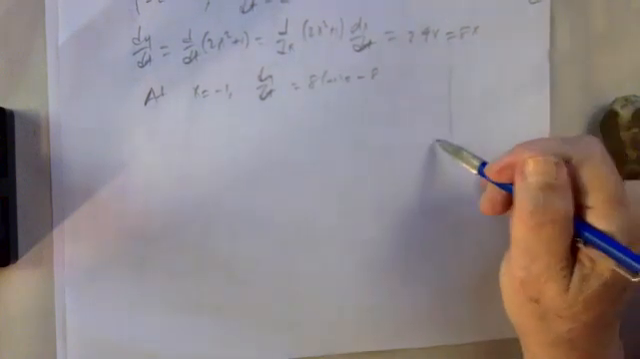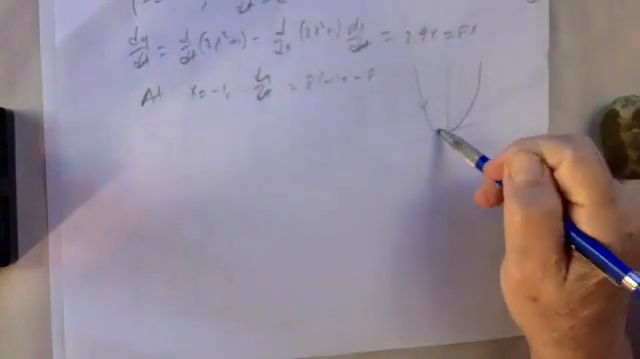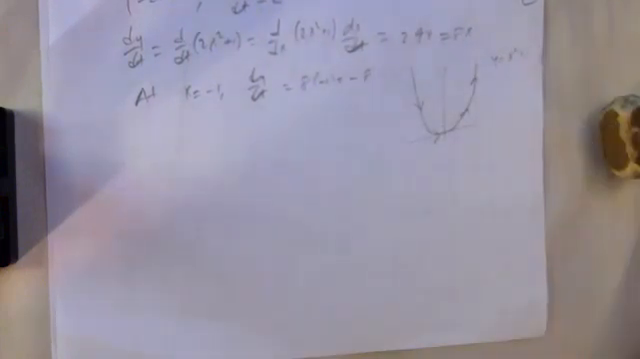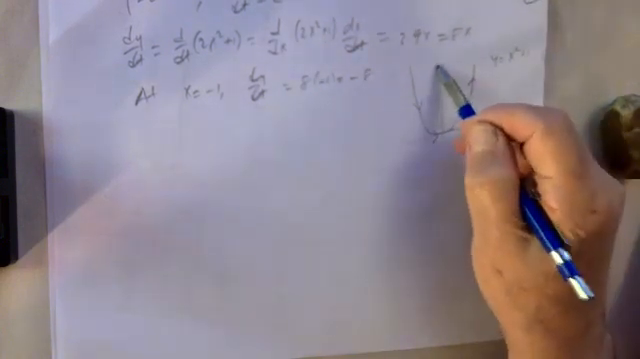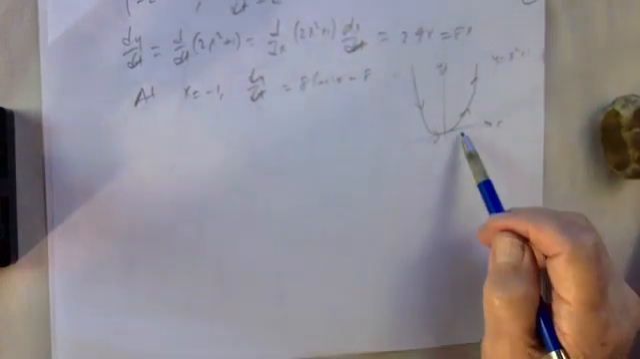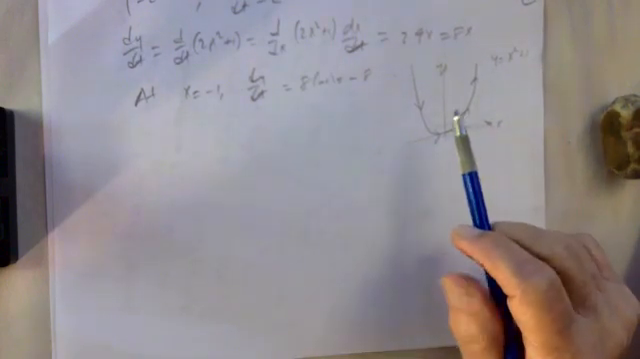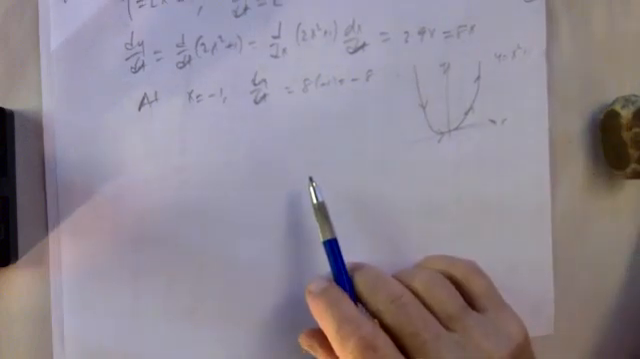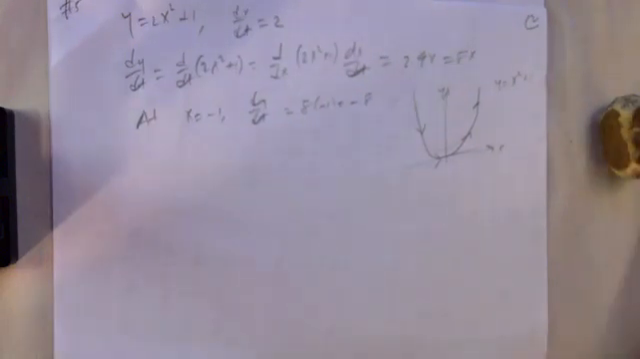I mean, what's happening physically? Y equals 2x squared plus 1. That's the parabola. And a point is moving around this parabola. And there's a velocity in the x direction and a velocity in the y direction. And we're told that the particle's x component of velocity is 2 centimeters per second. So the component of velocity in the y direction is, at any point x, 8 times x. Right. Any questions about this? Okay.